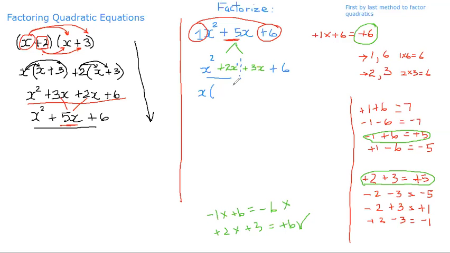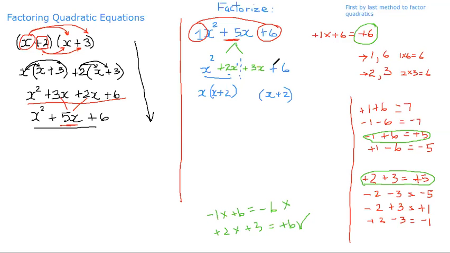Now to get the contents of my bracket, what I'm really doing is dividing each of these terms by the factor x. So x squared divided by x is going to give me x, and 2x divided by x is going to give me 2. Now when I get this first bracket, I automatically write the contents of that bracket on this side because this has to be the same.